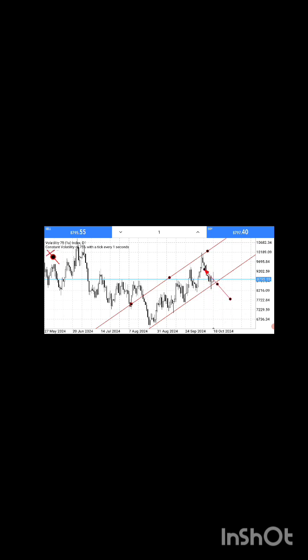Whatever reacts to that line is going to experience the characteristic behavior of that plane. So what is the characteristic of this plane? Each time price hits the upper boundary, it creates a sell signal, and each time price hits the lower boundary, it creates a buy signal.